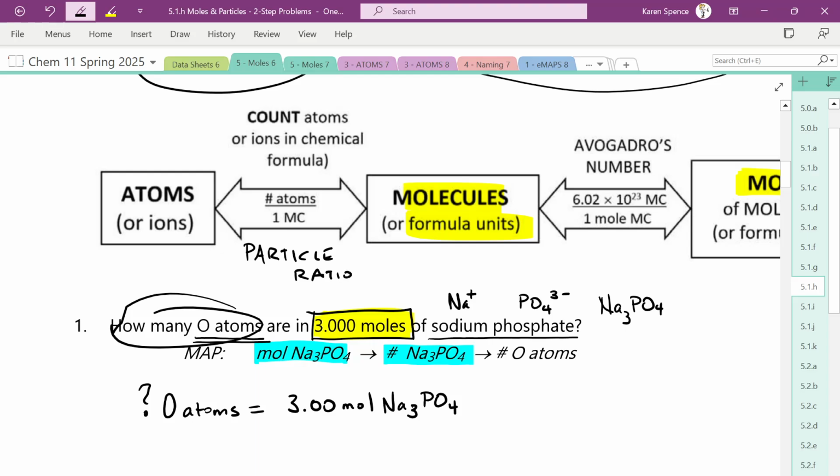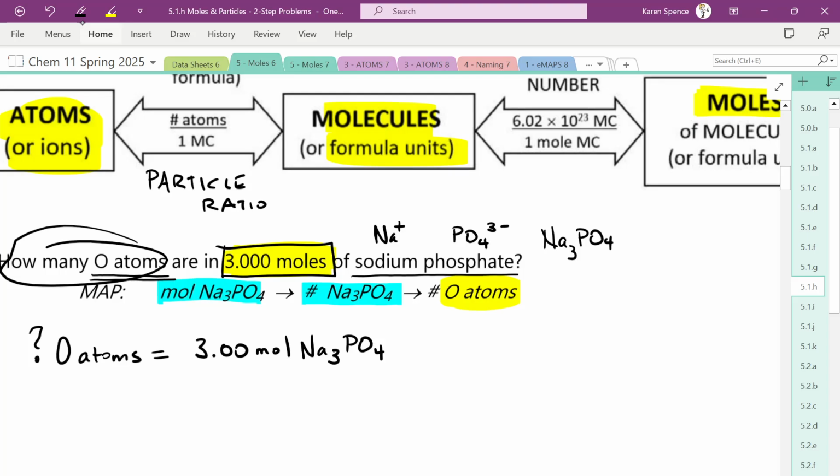Okay, so now we're going from molecules. In this case, we're going to O atoms. So that's our O atoms that we're going to finish with. So we need to start by canceling out moles of Na3PO4. You see how it's up here? Moles of Na3PO4. So we're going to write that down on the bottom.